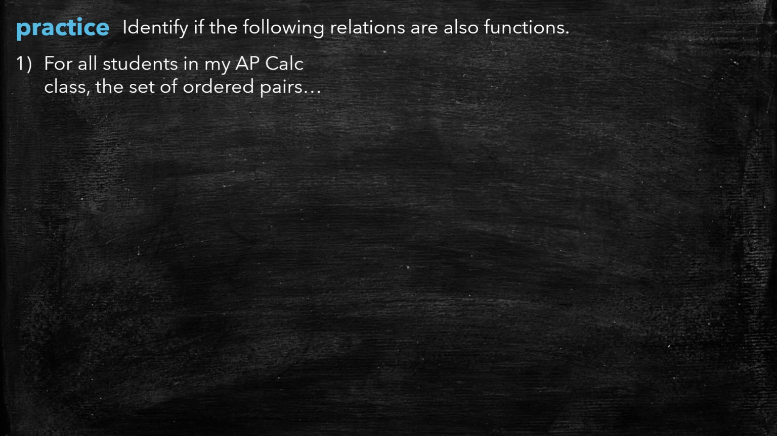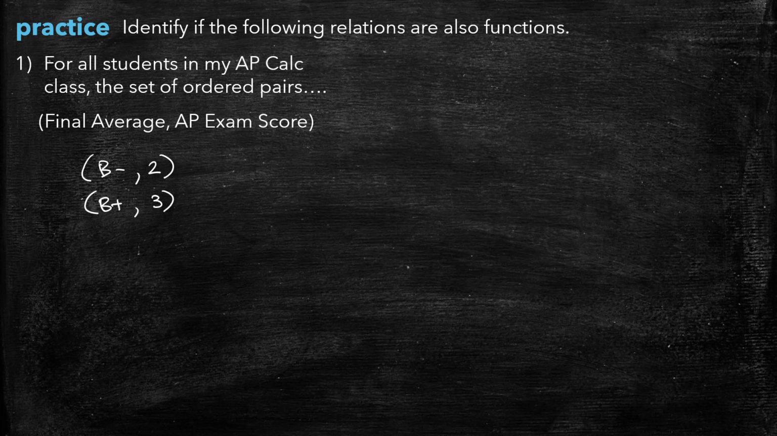Here is one scenario. For my students in my AP Calc class, I was very interested in their final average in the class and their AP exam score. I'll give you a couple of results. Somebody who had a B- in the course ended up with a 2 on the exam, not surprisingly. Someone who had a B+ ended up with a 3. Someone who had an A- ended up with a 4. I was very happy about that.